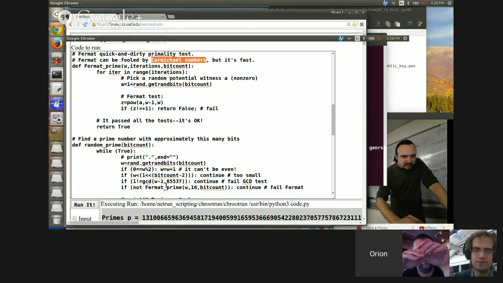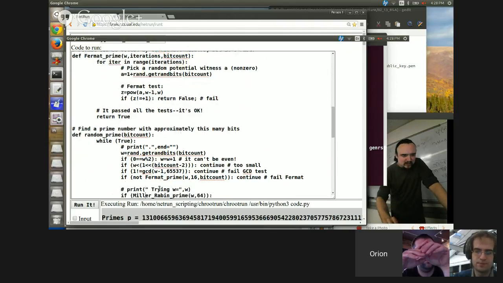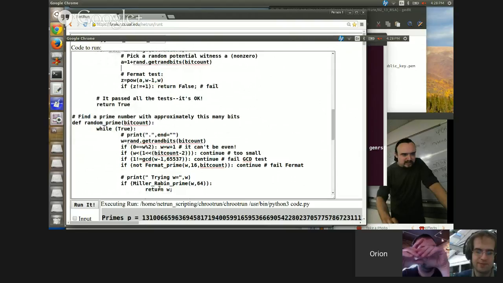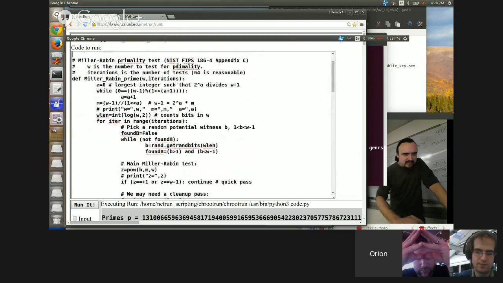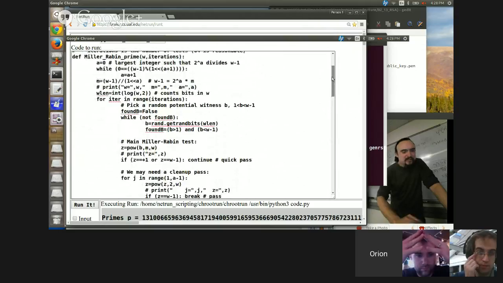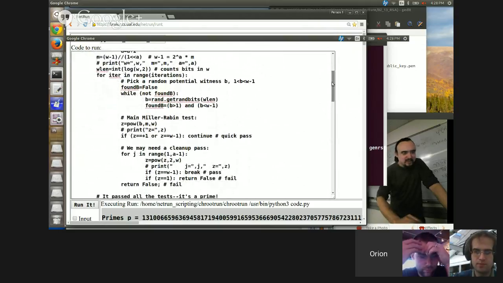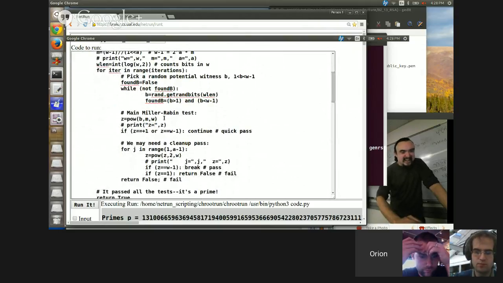So step one is the Fermat test, and then the other one is the Miller-Rabin prime number test, and I pretty much typed this in straight out of the official government book of how to pick prime numbers. I don't know if I should really be trusting that, but it's certainly more trustworthy than something I can come up with. So here's basically the idea.